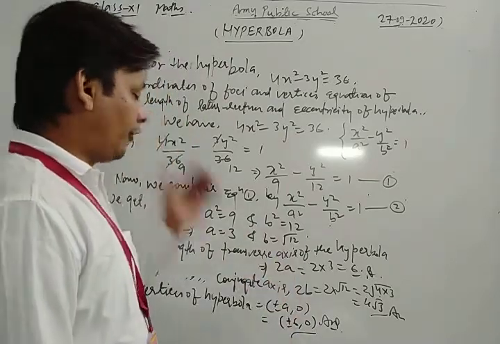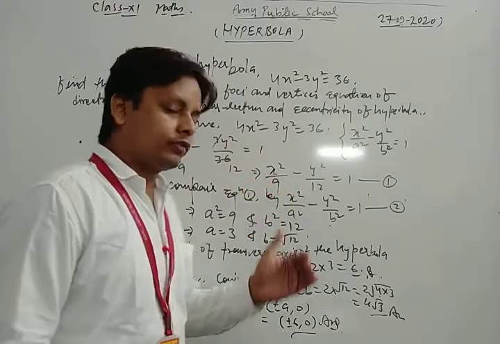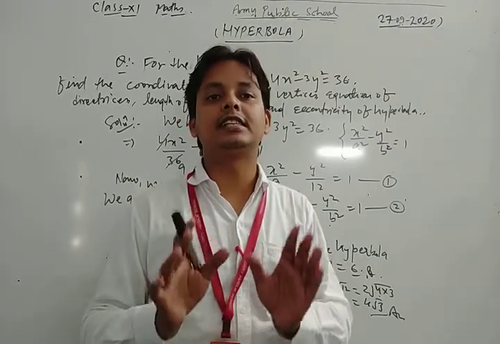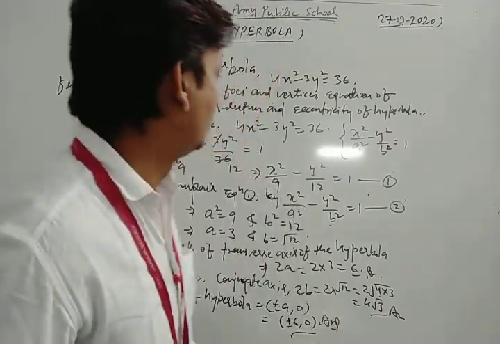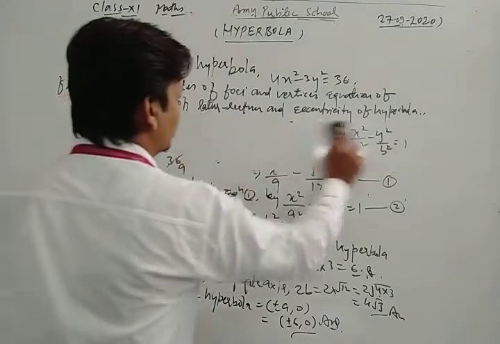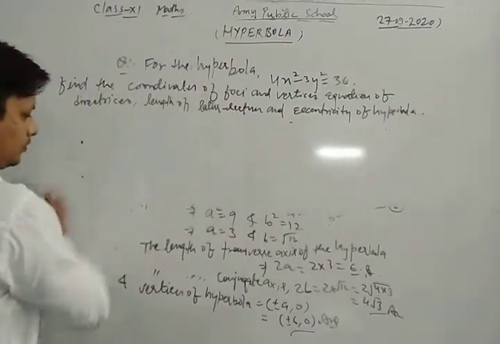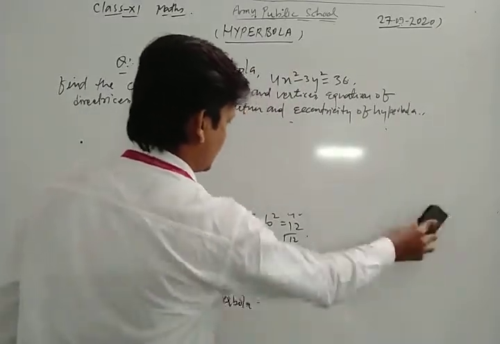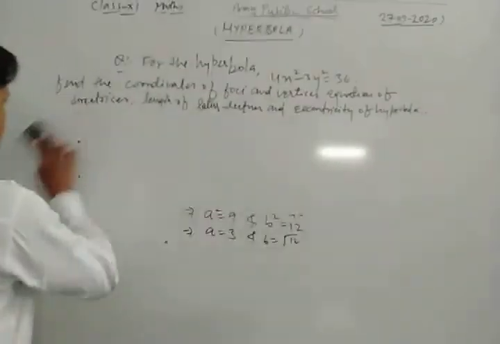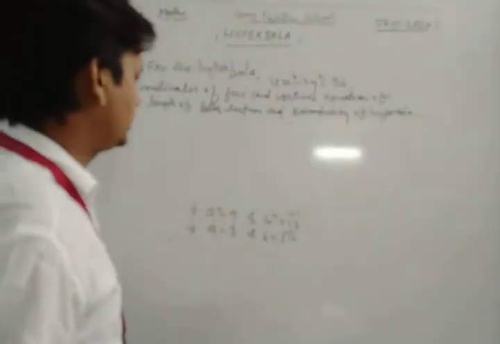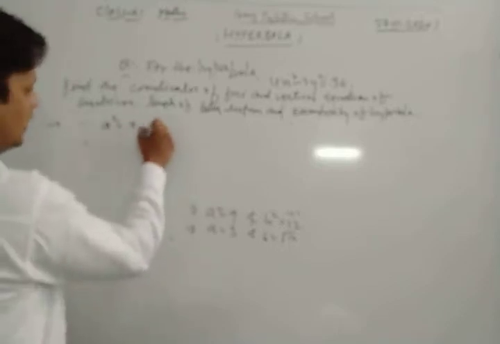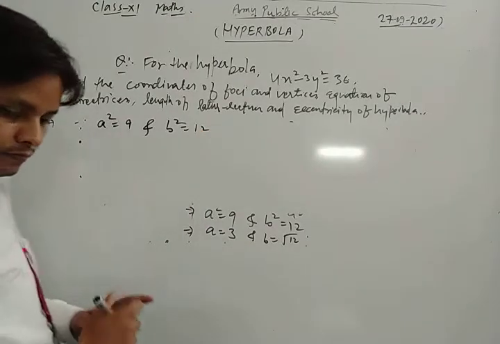Now, in finding the coordinates of the foci and the equation of directrices, first of all we find the eccentricity of the hyperbola. So look, first we find the eccentricity of the hyperbola. Dear students, first we write the value of a square is 9 and the value of b square is equal to 12. We have. Okay.